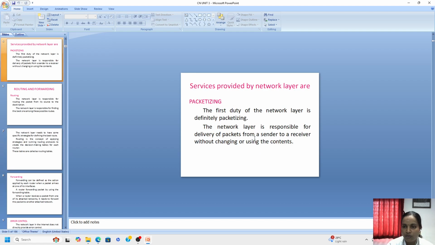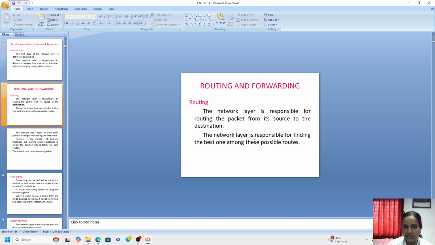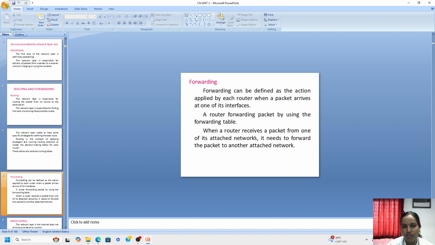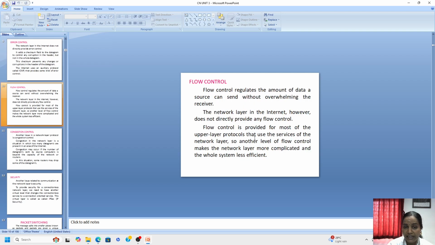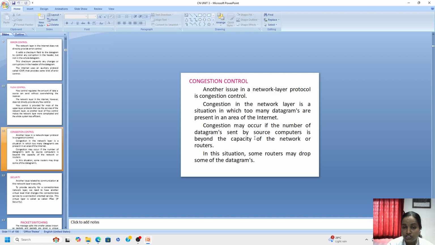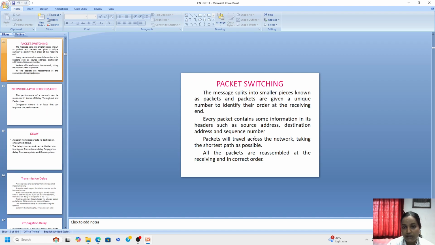The services provided by the network layer are packet tracing, routing, forwarding, error control, flow control, congestion control, and security. These are the respective operations of IP version 4 addressing.